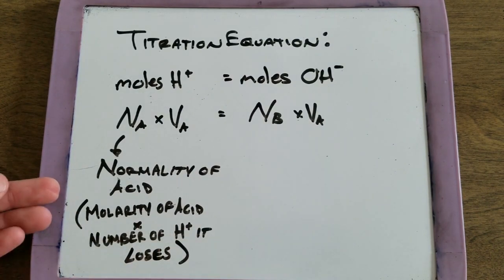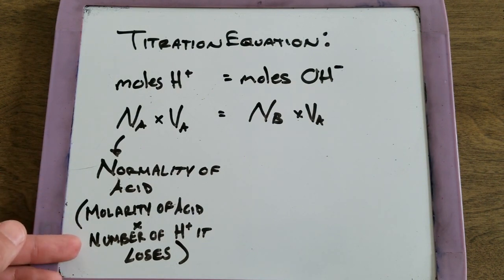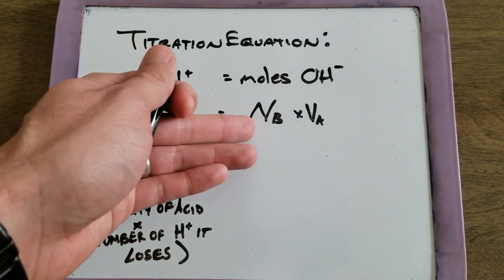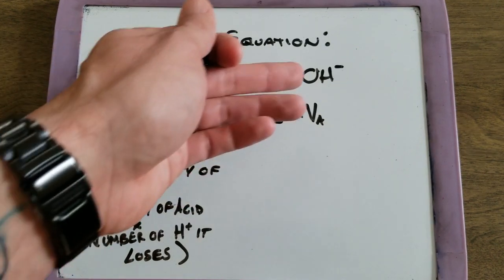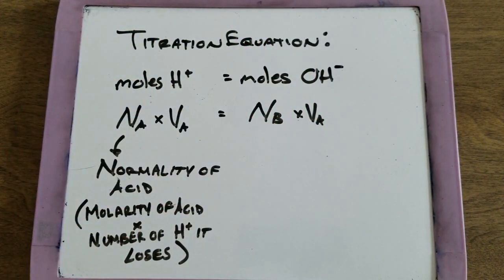So the normality of the acid is the molarity of it times the number of hydrogens it loses. Conversely, the normality of the base, because it's all about hydroxide, would be the molarity of the base times the number of hydroxides it loses.